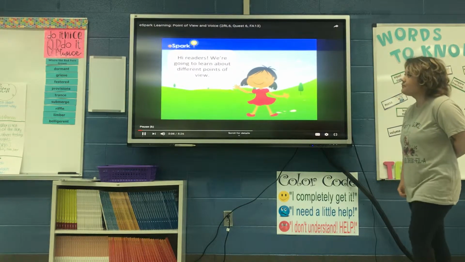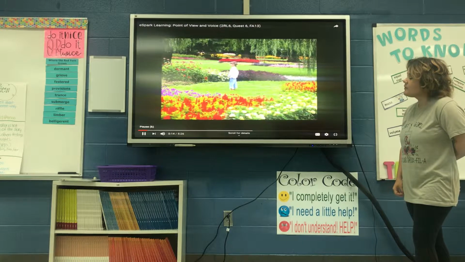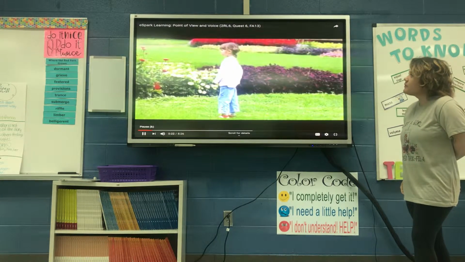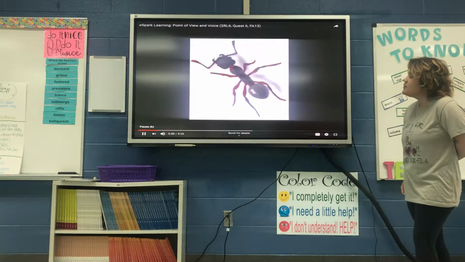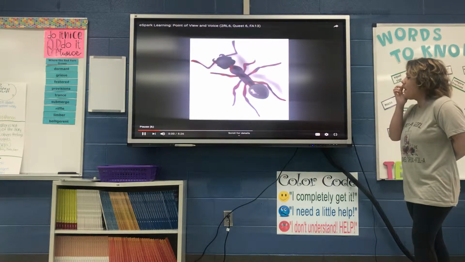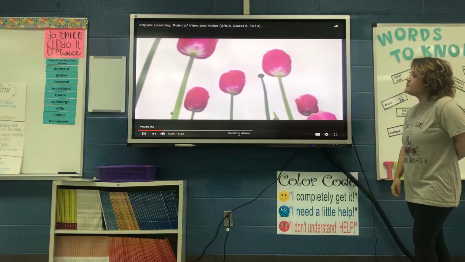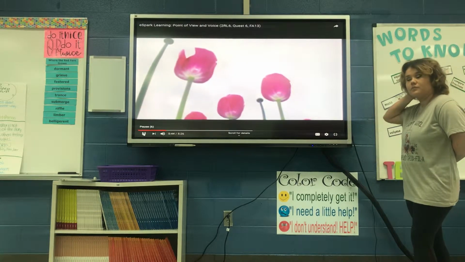Hi readers, today we're going to learn about different points of view. The point of view means which character is telling the story. We can also think about it as how the character is seeing what's happening in the story. For example, let's look at this little girl looking at a garden. What is her point of view? How does she see the flowers? Let's take a look. This is what the little girl sees. Now, let's pretend to be an ant in that very same garden. What would the flowers look like to the ant? Whoa, the flowers look so big and tall from the little ant's point of view. It's so different from how the girl saw the flowers.